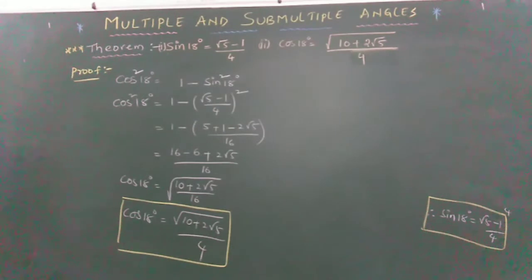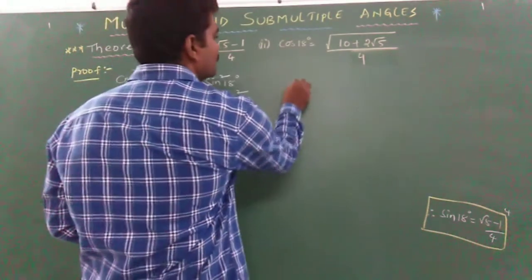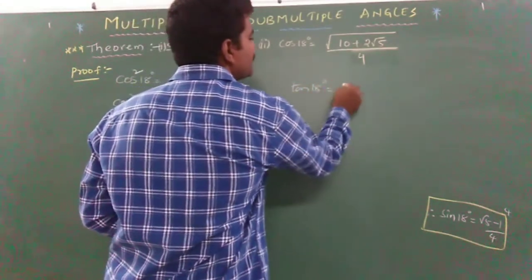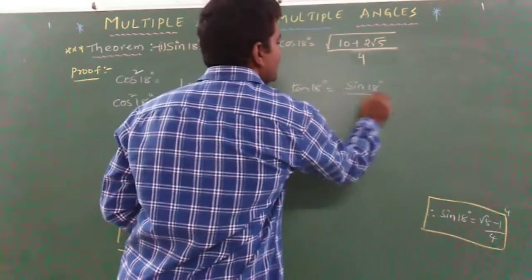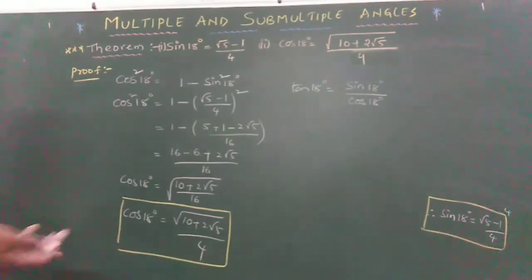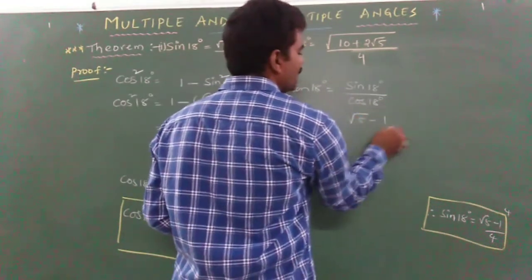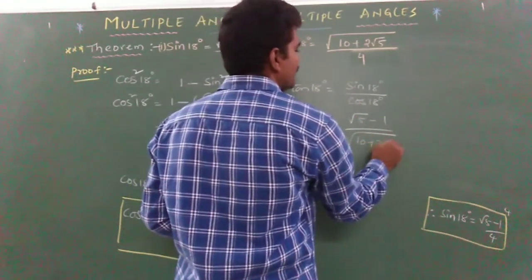In the coming video we are going to derive the formulas of the value of cos 36 degrees, sin 36 degrees, as well as sin 54 degrees, cos 54 degrees, etc. Of course, here you can find out even the value of tan 18 degrees, isn't it? If you want tan 18 degrees, then tan can be expressed as sin 18 degrees by cos 18 degrees. Just substitute the values and then you are going to get. So 4 anyhow getting cancelled, and this is root 5 minus 1 by square root of 10 plus 2 root 5.